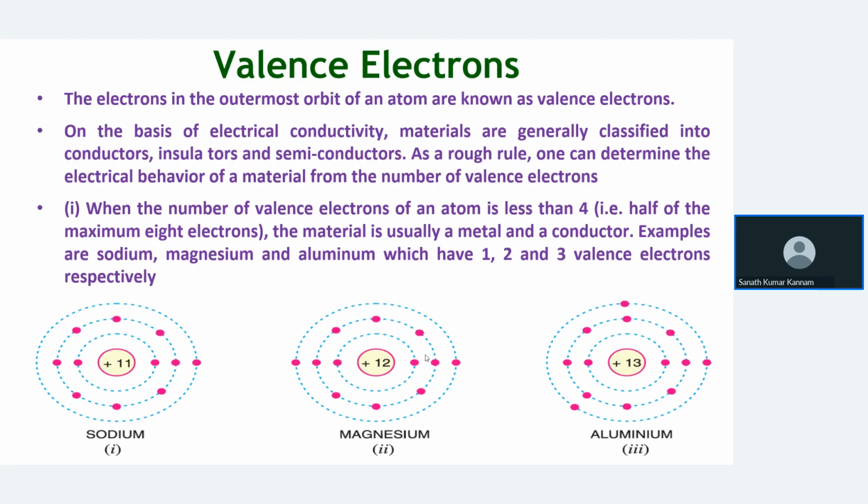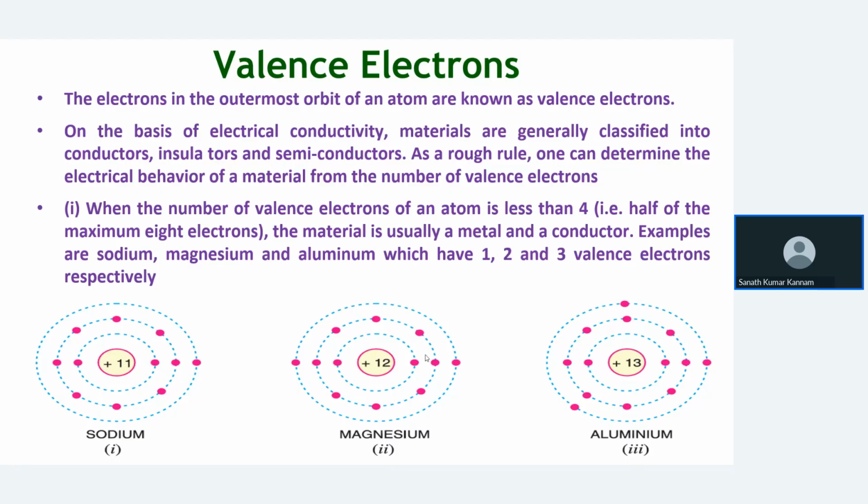So what is a valence electron? The electron in the outermost orbit of the atom is known as a valence electron. Based on the conductivity, these materials are divided into conductors, insulators, and semiconductors.